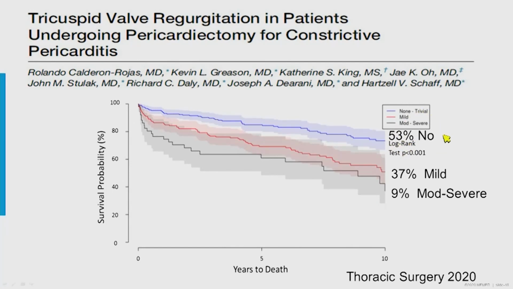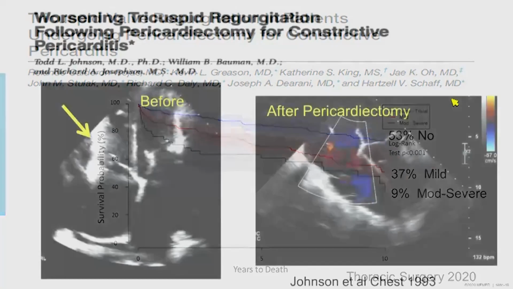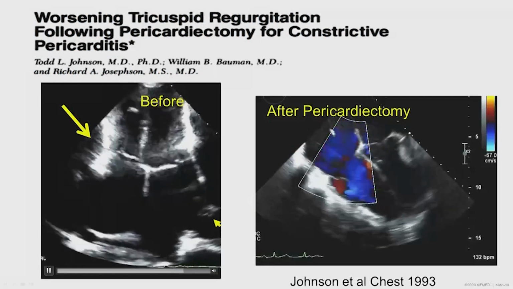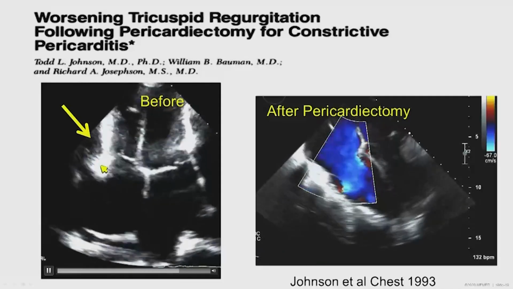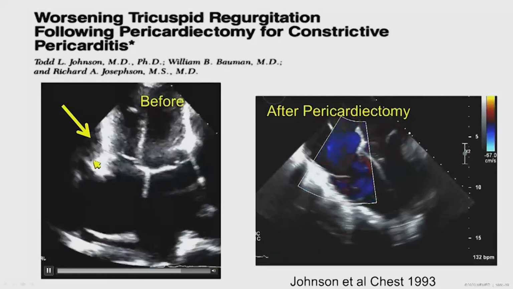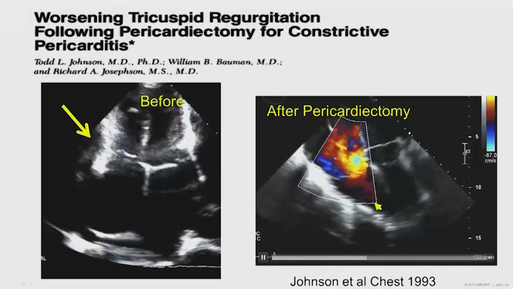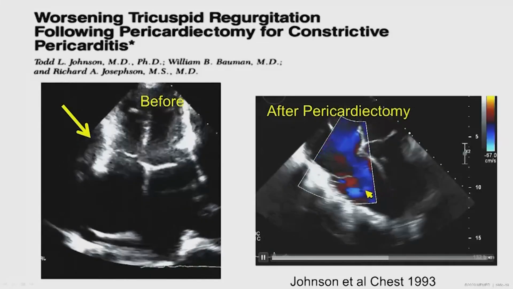no TR. But once you have even mild tricuspid regurgitation, you have a much worse prognosis. I think one of the reasons is that this is a patient with a constriction. You can see the indentation because of the pericardial mass there. Once you remove that, your annulus is enlarged, and you end up developing more severe tricuspid valve regurgitation.